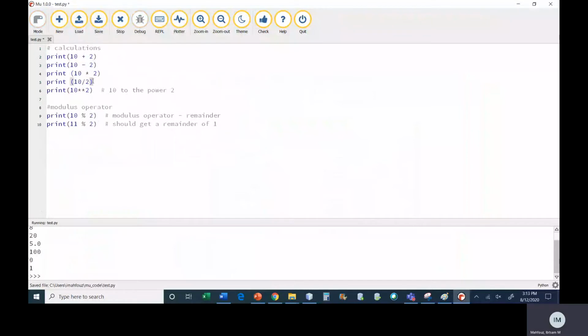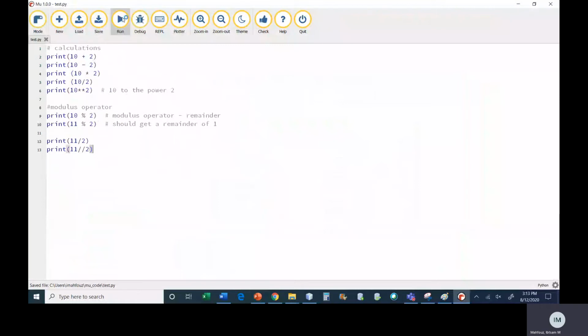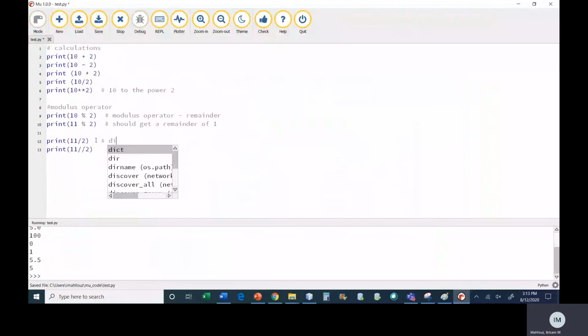Now there is the division, and then there's also one called the quotient, which is 2 double slashes. So let's just see the difference between them. And to see the difference, let's try another number. So let's try 11 divided by 2 and 11 quotient 2. And see what's the difference between them. So when I try dividing 11 by 2, this is doing division. I will get 5.5. Okay.